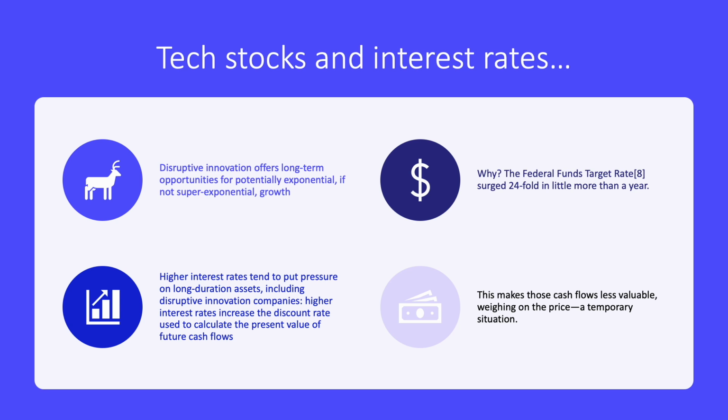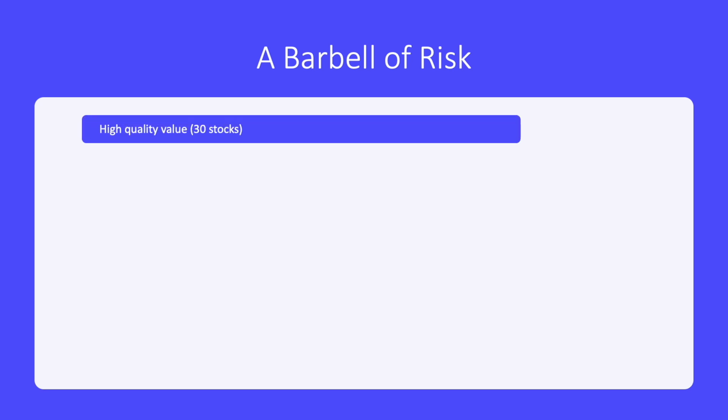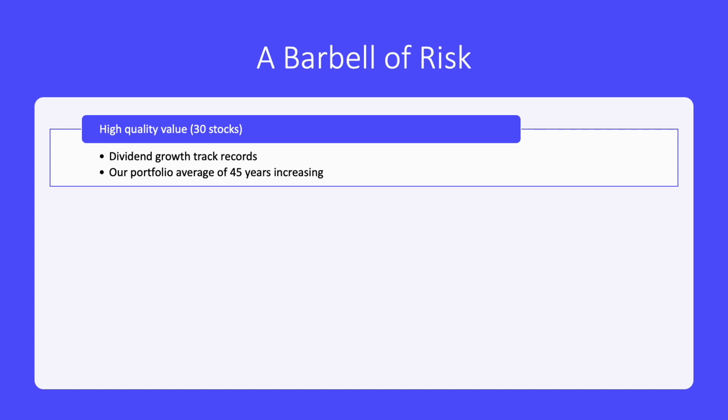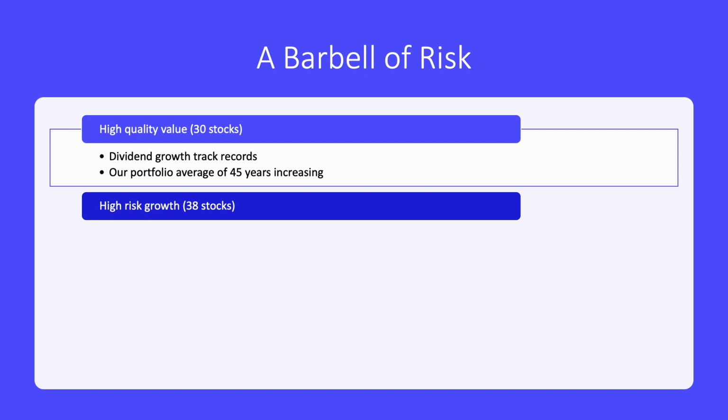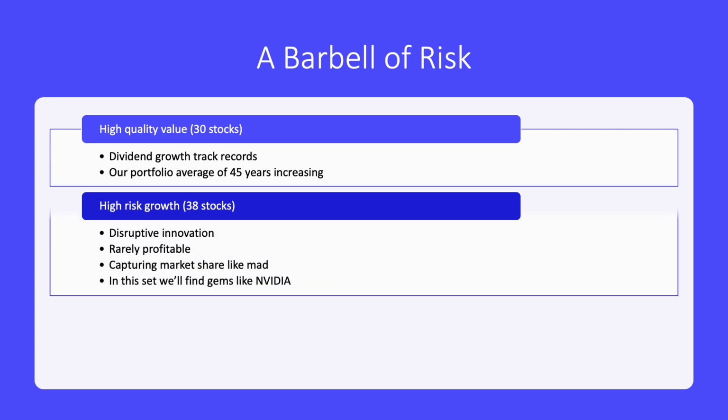That's fairly intuitive. Now, in our own investment strategy, we have a barbell of risk. On one side would be the high quality value, so 30 dividend growth stocks. These are companies that have proven their worth. They come to the table with a great CV. Then on the other side, we really push that risk with high risk growth stocks, 38 of them. Total weightings between these two portfolios are very different. So our value portfolio is upwards of 50%, the high-risk growth somewhere around 15%.